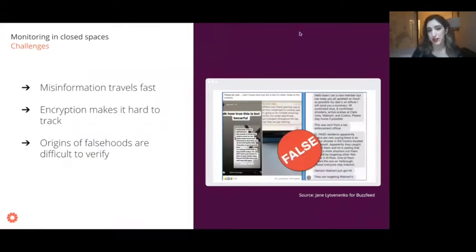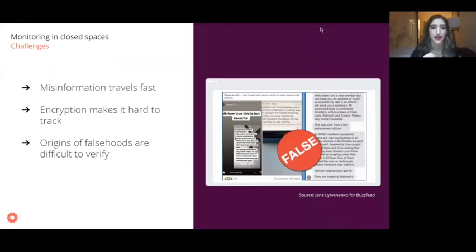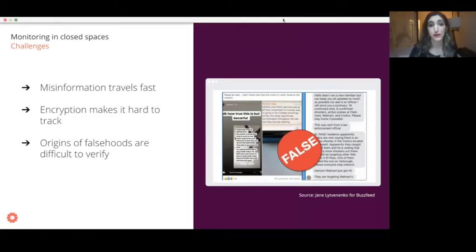There are a bunch of challenges with misinformation and messaging apps. One of the challenges is that misinformation travels quickly. A lot of these apps have forwarding features. A lot of them are groups where people who know each other, who feel an intimate connection, are sharing information, and people are more likely to trust rumors and misinformation they see from people they are close to, right? So that's an issue.